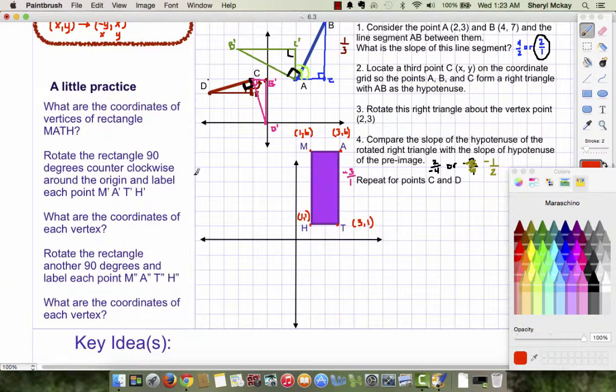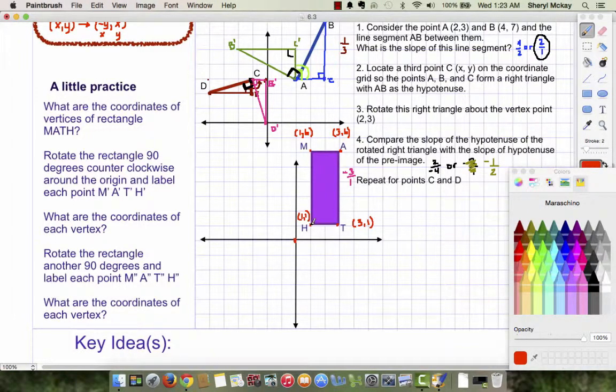All right? Now, rotate the rectangle 90 degrees counterclockwise around the origin and label each point M prime, A prime, T prime, H prime. So go ahead and see if you can do that. You'll probably need to pause it. And if you're having trouble, then we'll do it one step at a time. But try it first on your own.